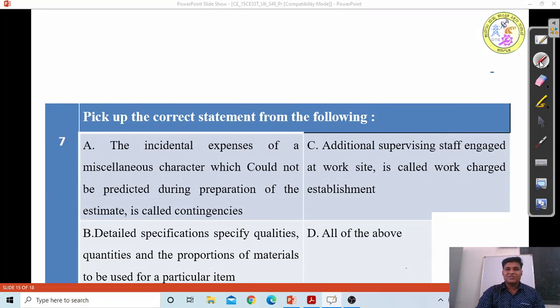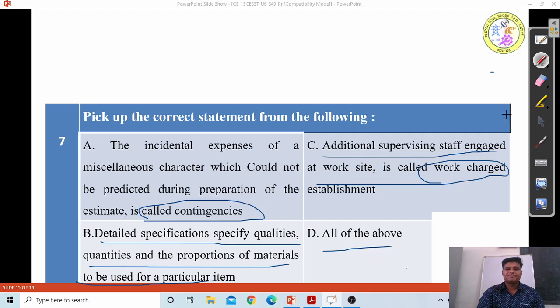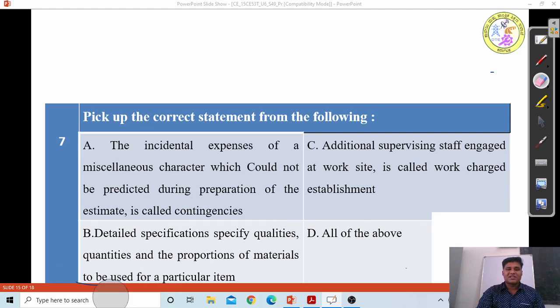Pick up the correct statement from the following. The incidental expenses of a miscellaneous character which could not be predicted during preparation of the estimate is called contingencies. Additional supervising staff engaged at worksite is called work charge establishment. Detailed specifications specify qualities, quantities and properties of materials. Or D, all of the above. So here all the options are correct.